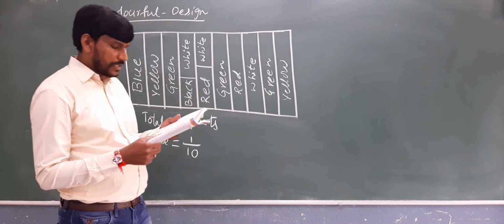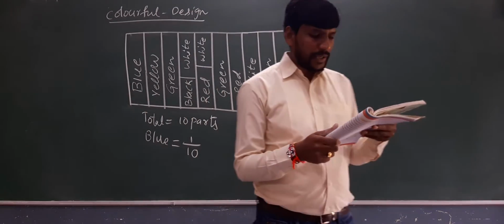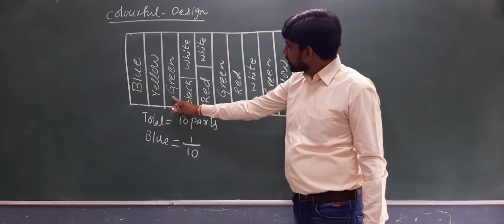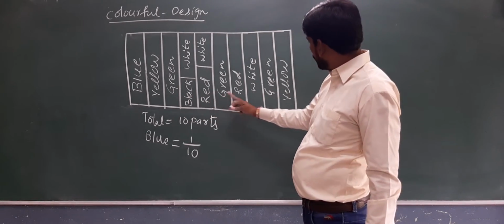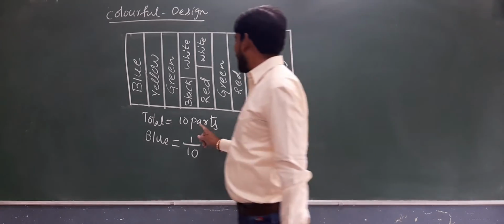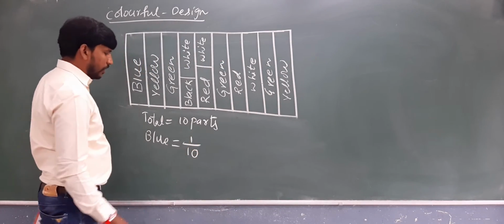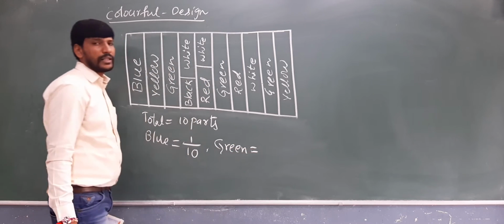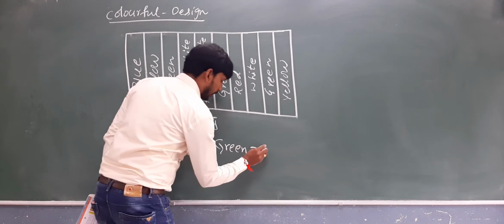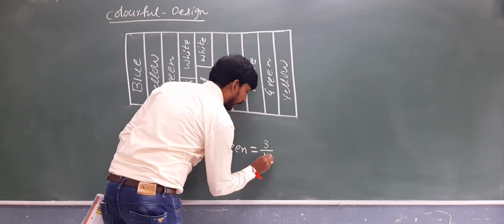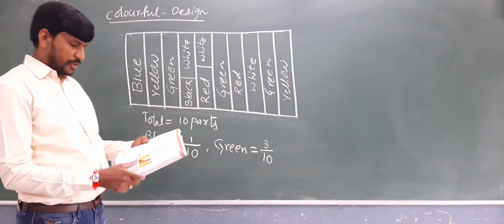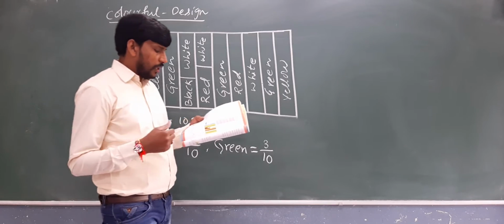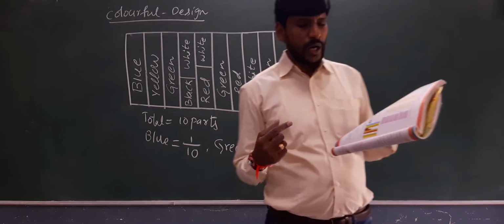Now again they are asking the second question, what part of the sheet is green? Now see this, count the green, how many are there? Here is 1, 2, 3. Total parts is 10 parts. Green, how many parts are there? 3 parts are there. So how to write here? 3 by 10. Green is 3 by 10.